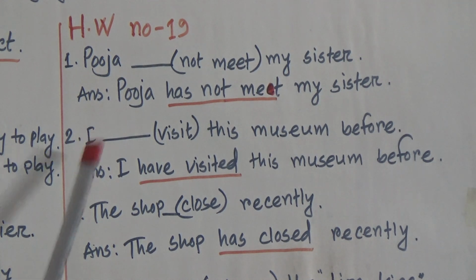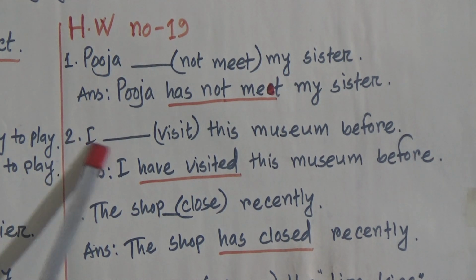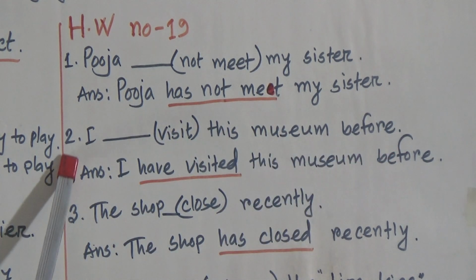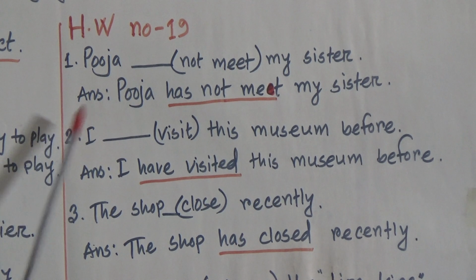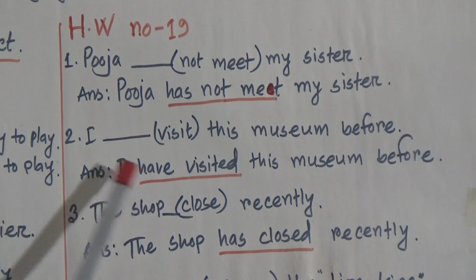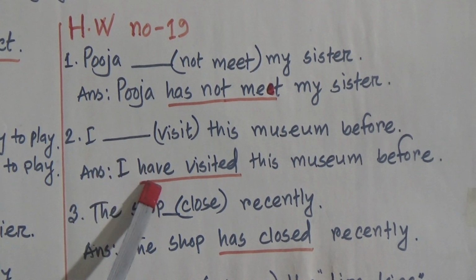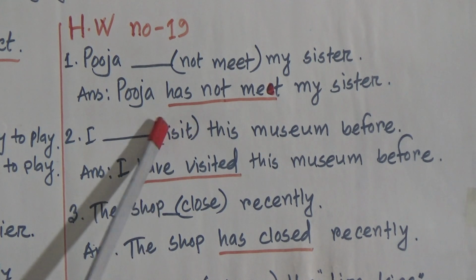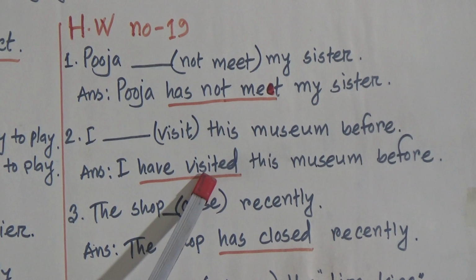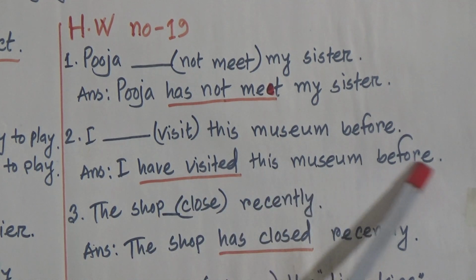Number 2, I have visit this museum before. Here also the subject is I. I is first person. So at the time of using first and second person and third person plural number, we have to use have. So here also we have to use have. Visit, visited, visited. The third form or past participle form of the verb visit is visited. I have visited this museum before.